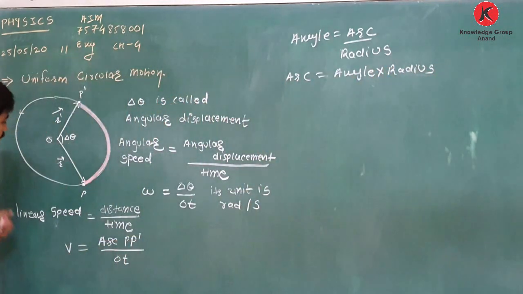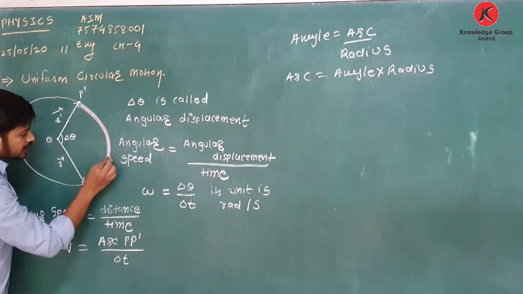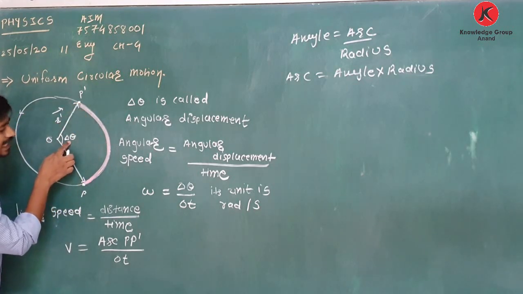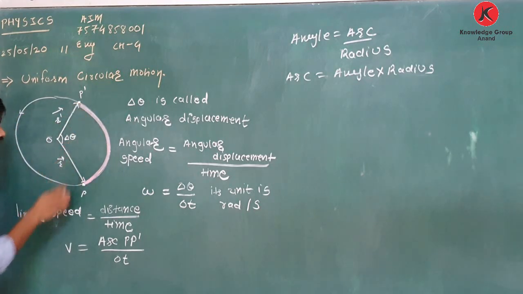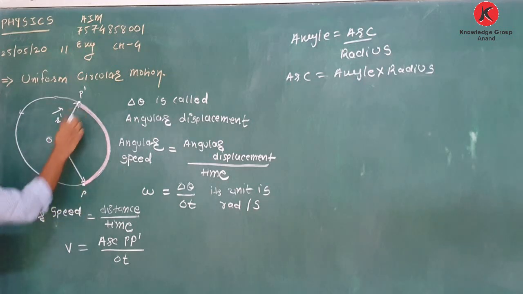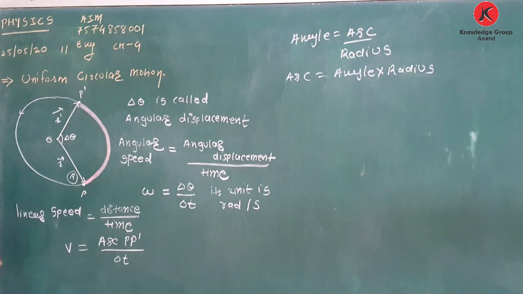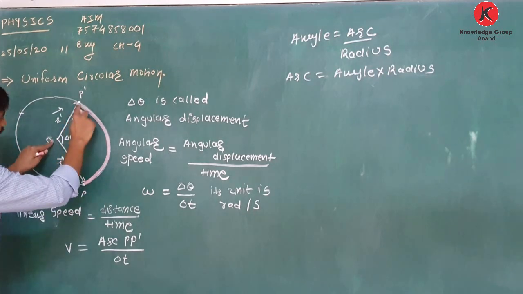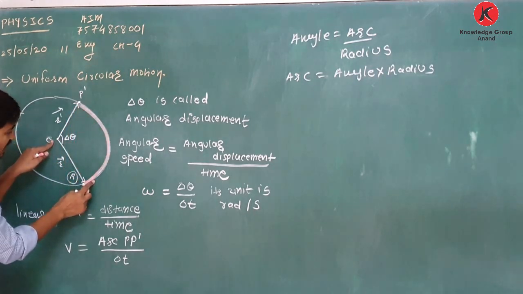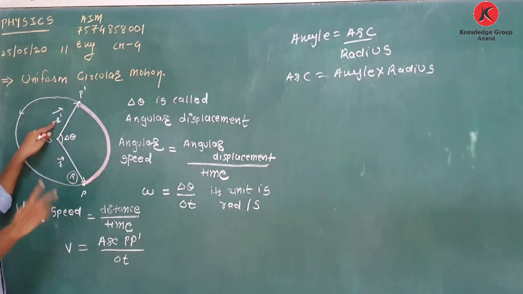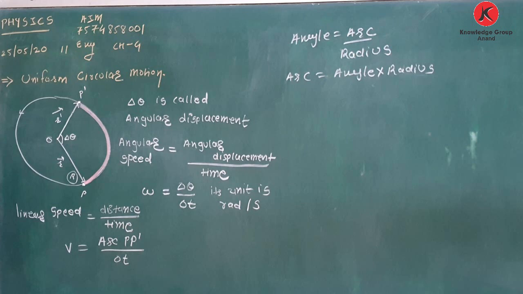Now see in the figure, this is arc PP dash. This arc PP dash makes angle delta theta with the center. And what is the magnitude of this position vector, meaning what is the radius? Yes, you know it, it is r. This arc makes angle delta theta and the radius is r. So if I make arc the subject, arc is equal to angle into radius.